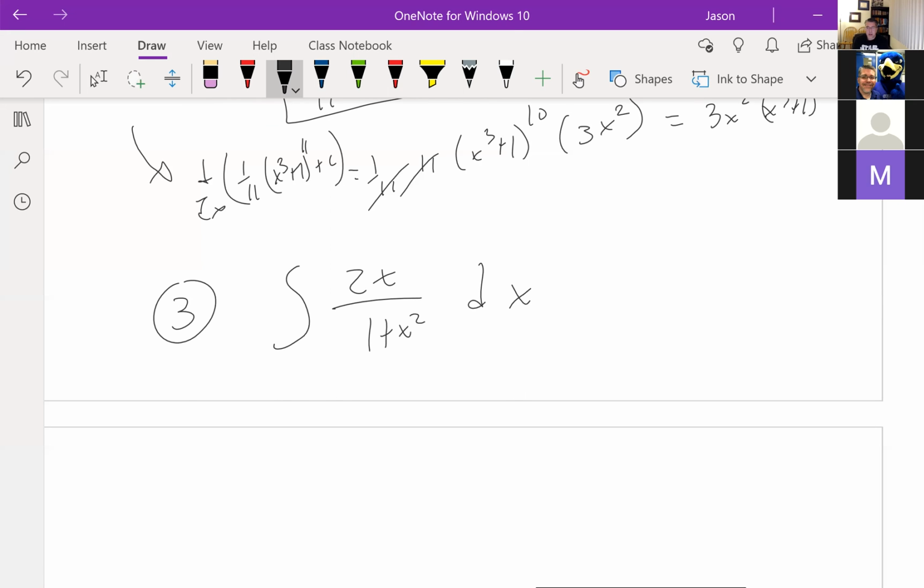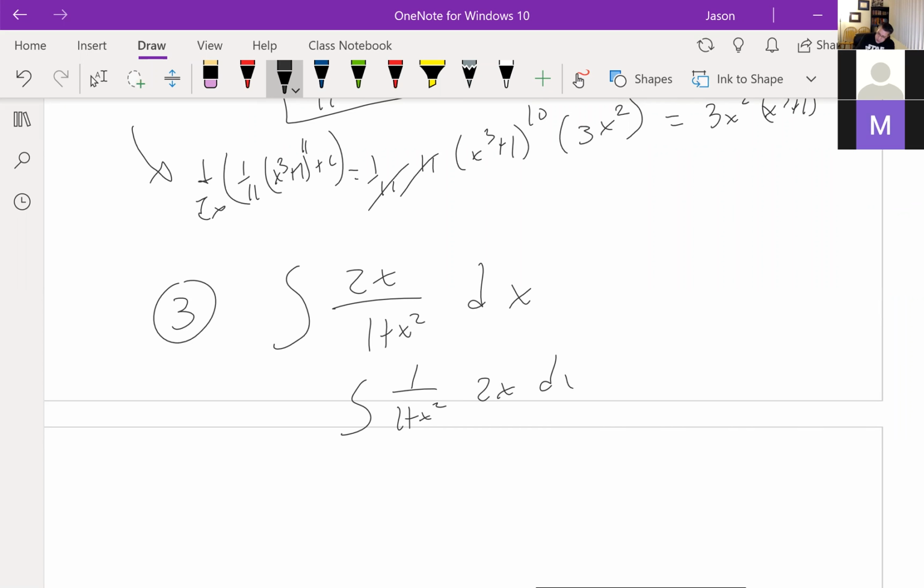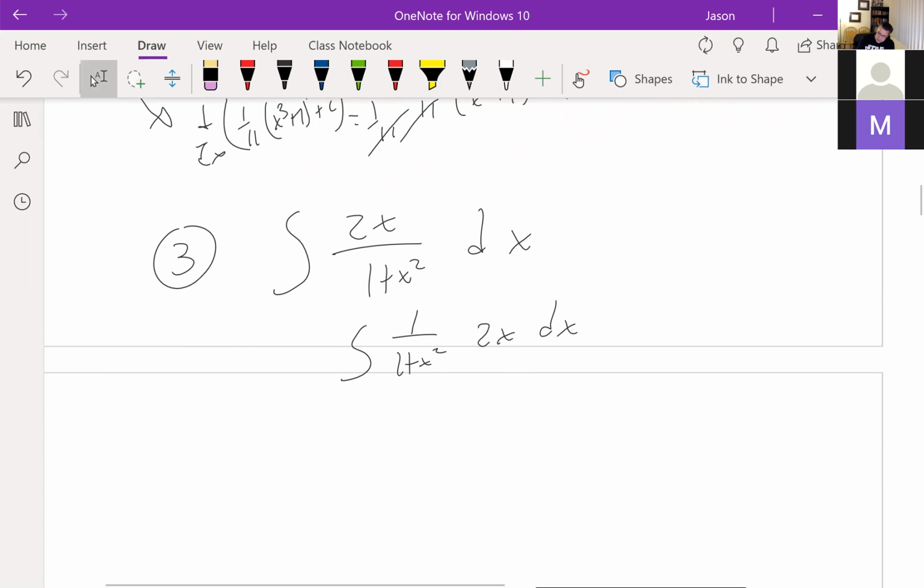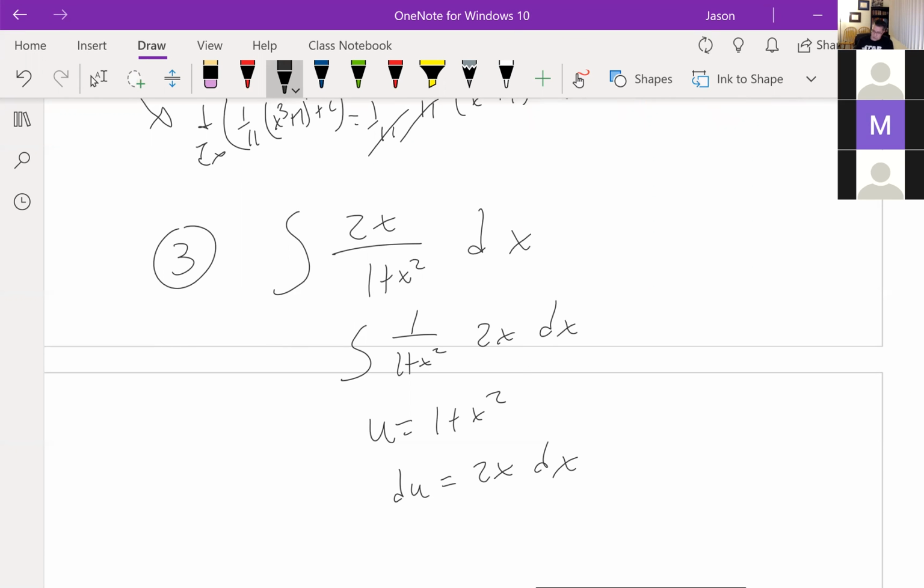Let's think. What would happen if I took the derivative of 2x? I would get a 2, right? Well, what happens if I take the derivative of 1 plus x squared? I would get a 2x. Okay, so I could even rewrite this as 1 over 1 plus x squared times 2x dx, anticipating that when I take a u of 1 plus x squared, I get a du of 2x dx. Look at that. That's nice.